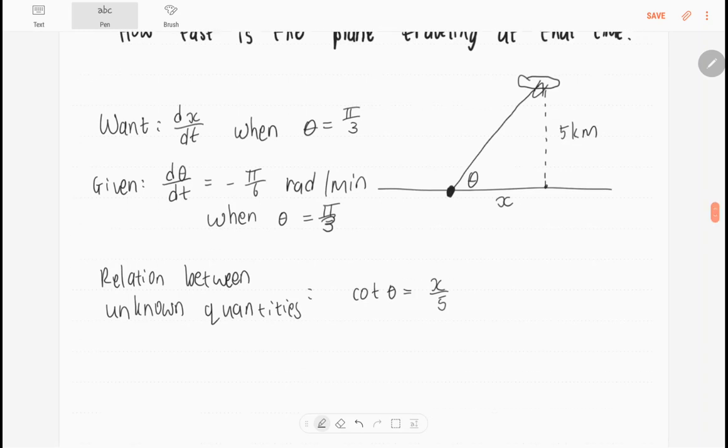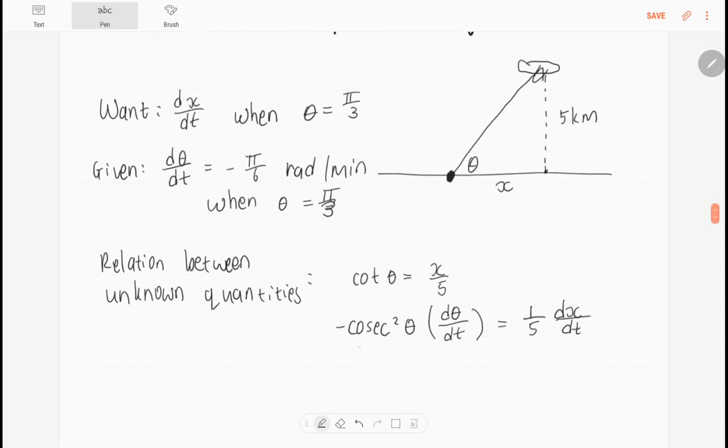So I'm going to use implicit differentiation. The derivative of cot of theta is negative cosec squared of theta, multiplied then by the derivative of theta, which is d theta/dt. Then on the right hand side, I just have my constant 1 over 5, and then the derivative of x, which is dx/dt. Now I'm going to make dx/dt the subject because that's what I'm looking for. So it gives me minus 5 cosec squared of theta multiplied by d theta/dt.